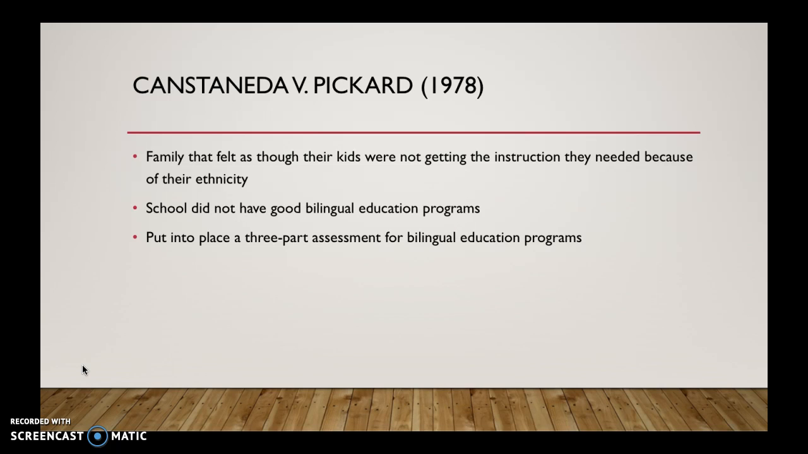Next is Castaneda versus Pickard in 1978. The family felt as though their kids were not getting the instruction they needed because of their ethnicity. This school did not have bilingual education programs, so they felt as though they were being discriminated against, and they didn't have the good education programs to help them get past this. So this case made it to where they have a three-part assessment for bilingual education programs now.